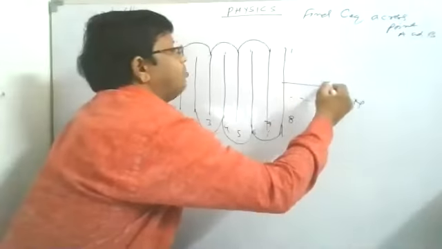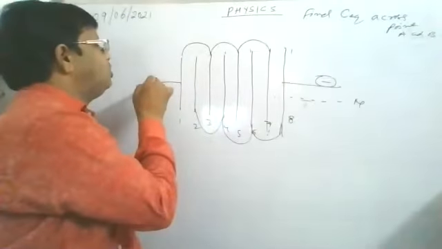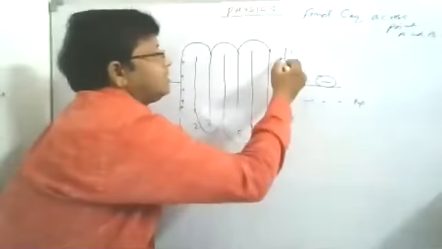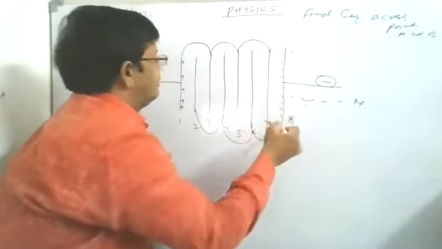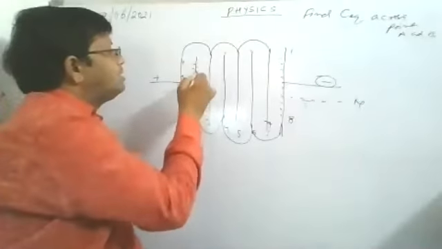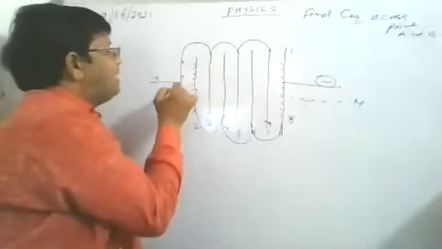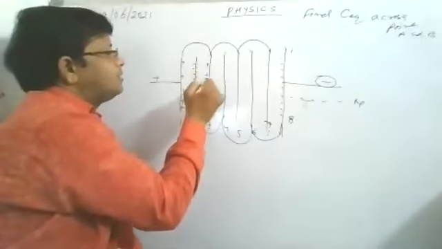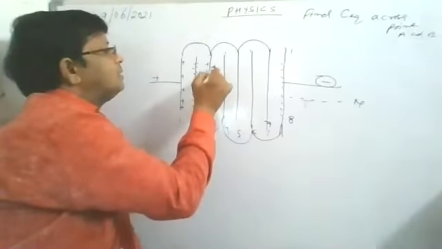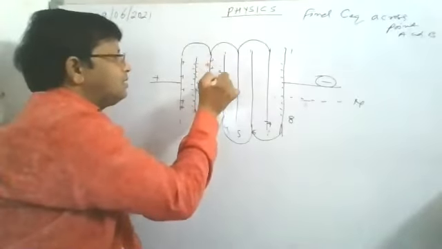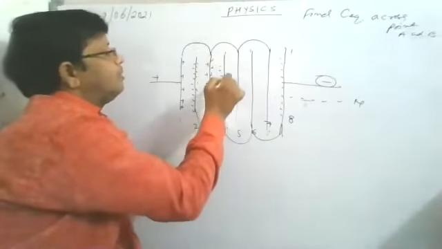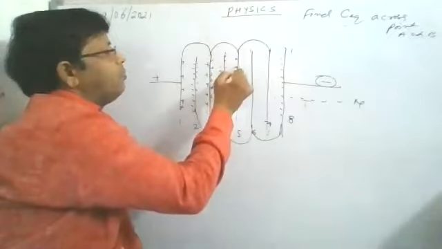Now let this be the negative terminal and let this one be the positive terminal. So this will be plus. This is minus. This is plus, so minus charge will be induced here. Here minus, so here plus. This side will also be plus. See here, this is a negative plate, so this will also be minus. This is a positive plate, this will be a positive plate.